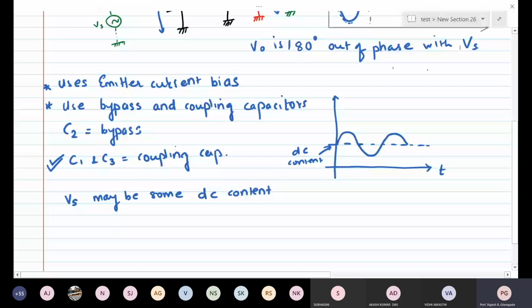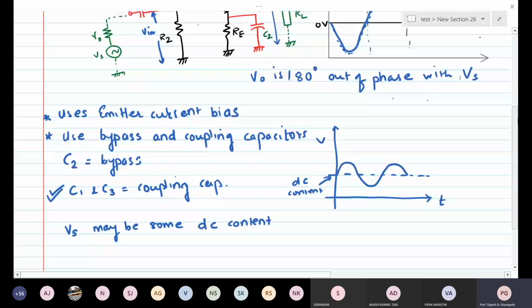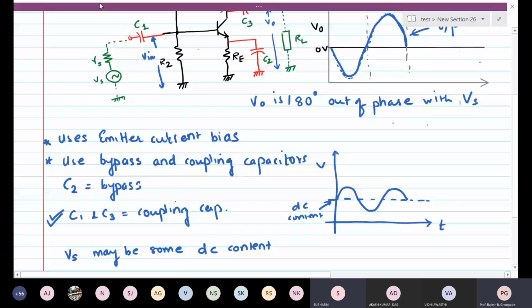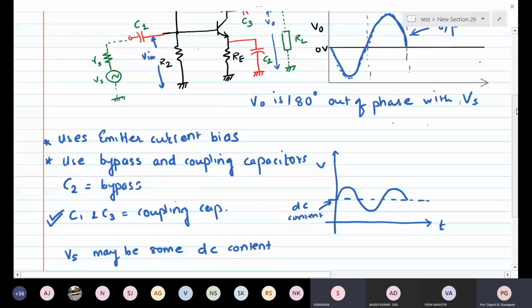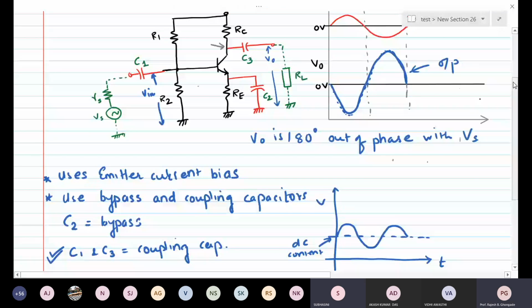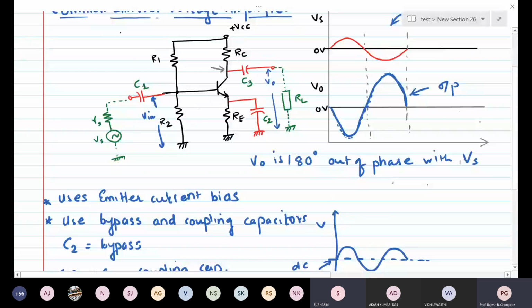Now, if you don't use the coupling capacitor C1, what is going to happen? If I directly couple this to the input over here, what is going to be the problem? Answer this question, please. What may be the problem if you don't use this capacitor?